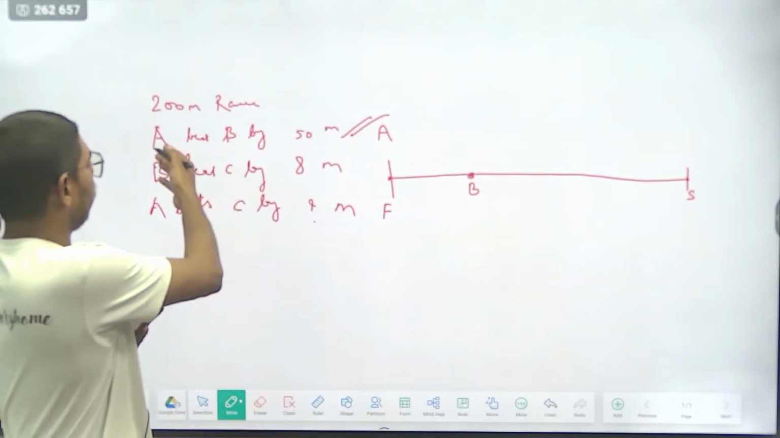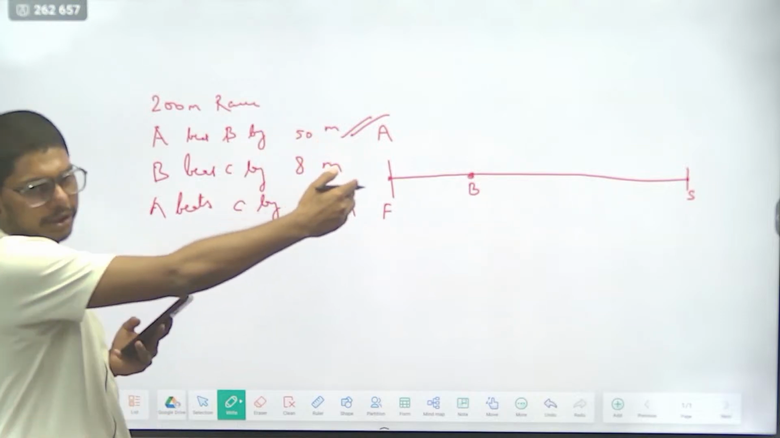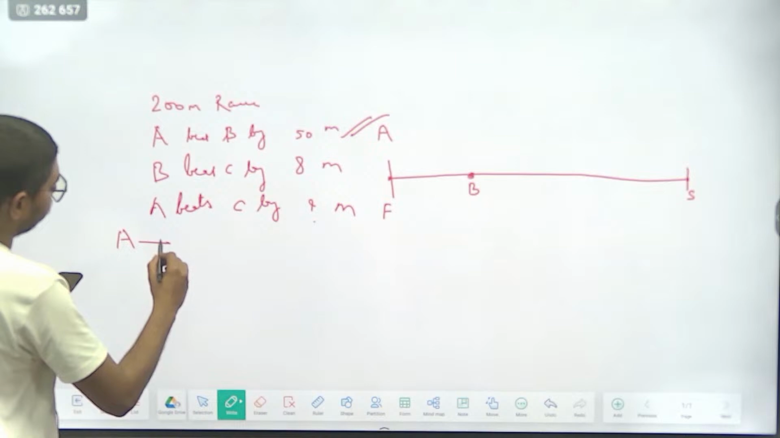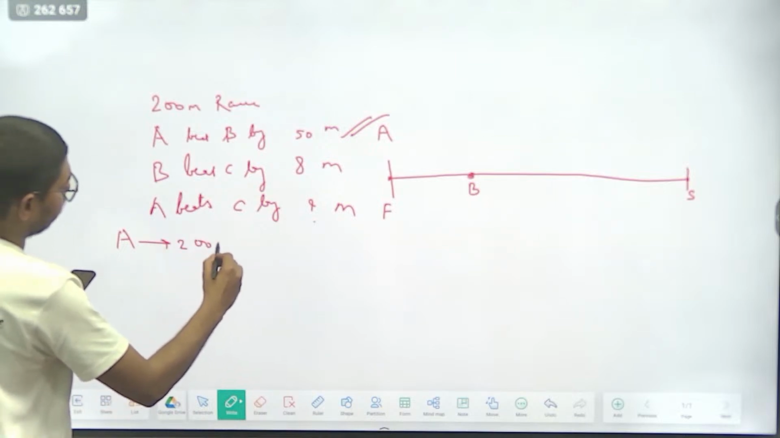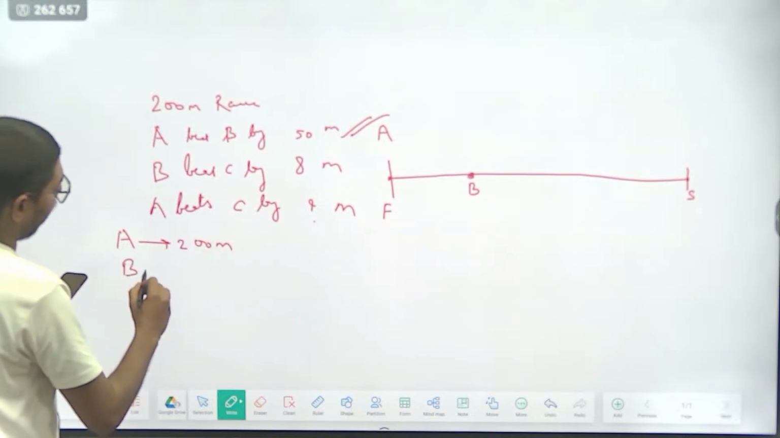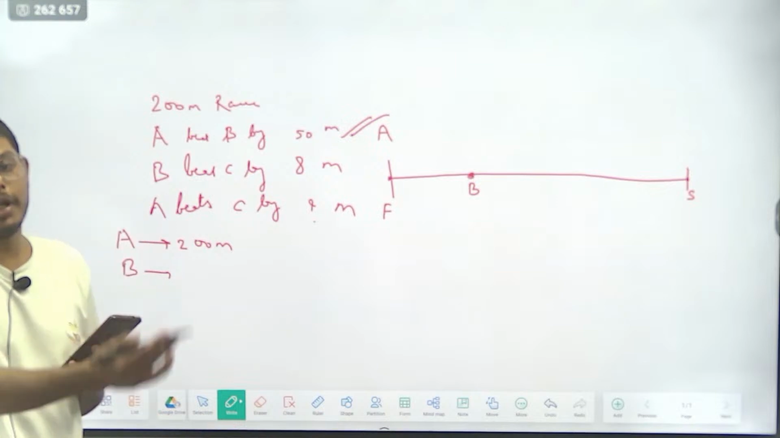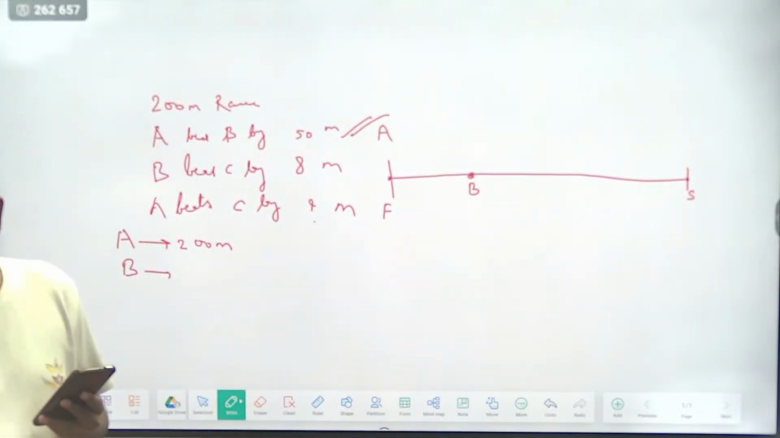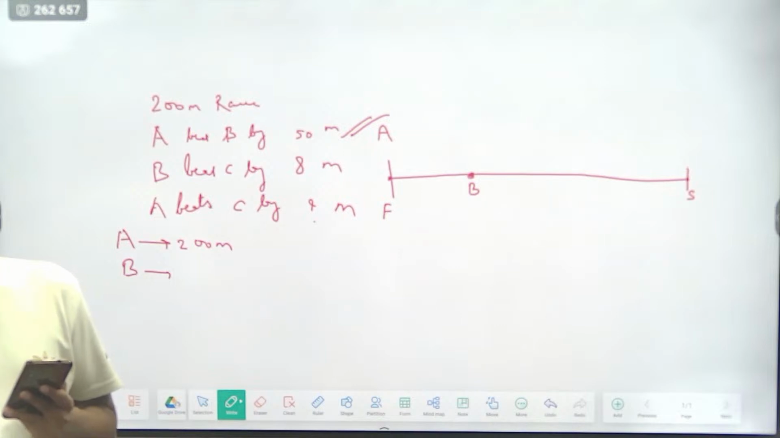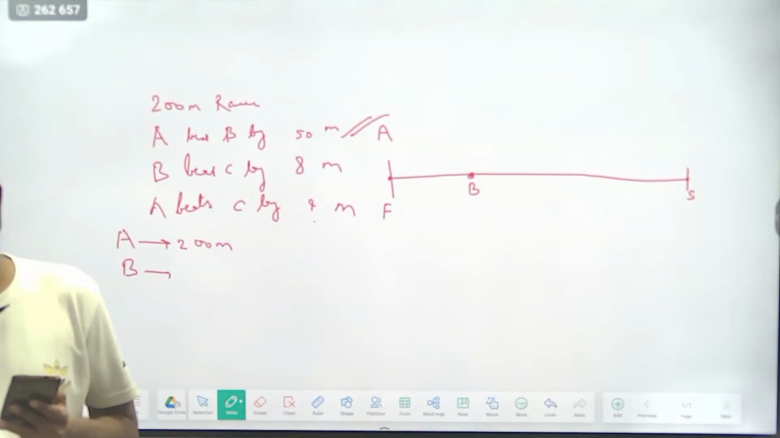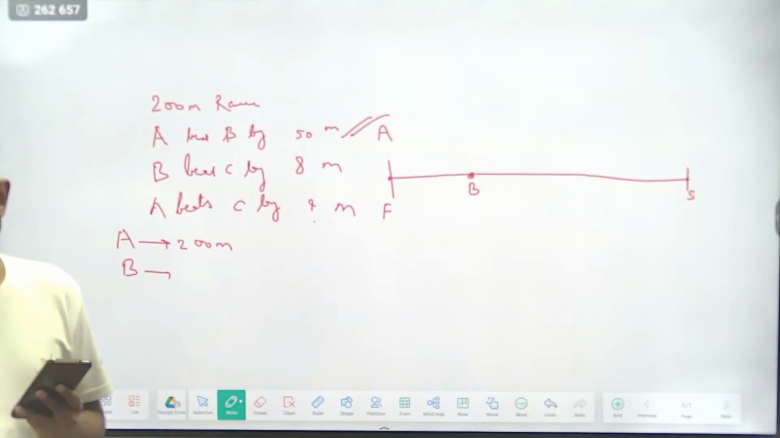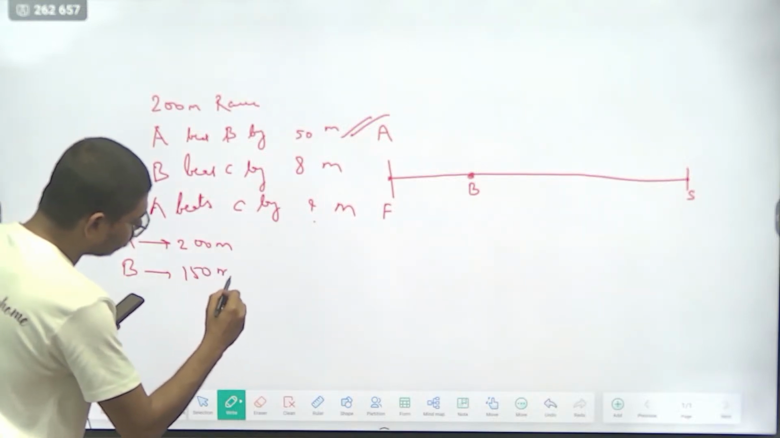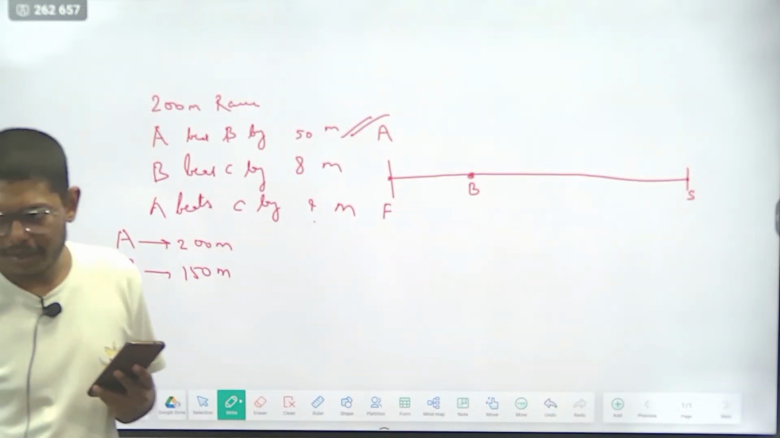A beats B by 50 meters. So A travels 200 meters. In the same time, B is beaten by 50 meters. Beaten means 50 meters behind the line of completion. So that means B has traveled 150 meters only.